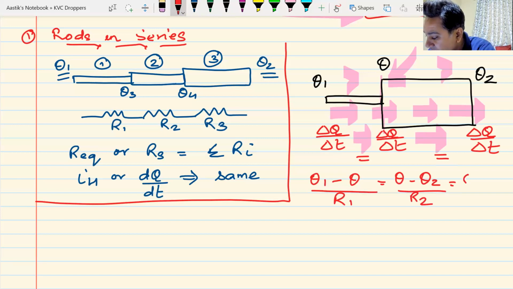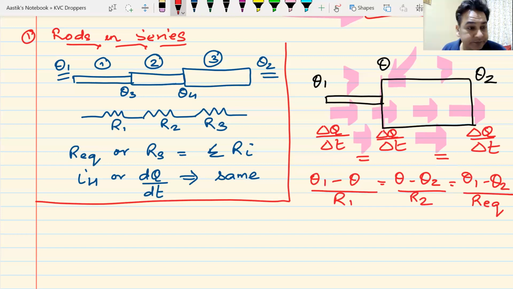This will be same as theta 1 minus theta 2 divided by R series or R equivalent, which is equal to R1 plus R2. Do we understand this, everyone?